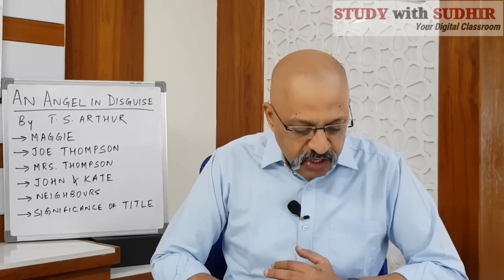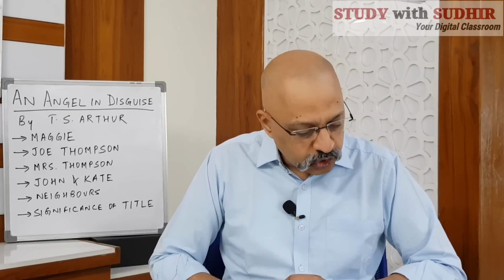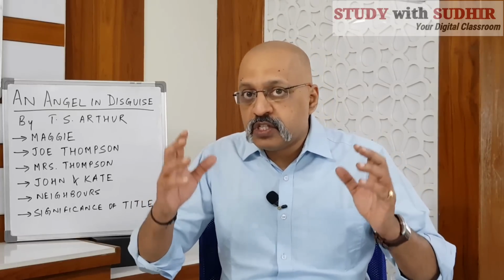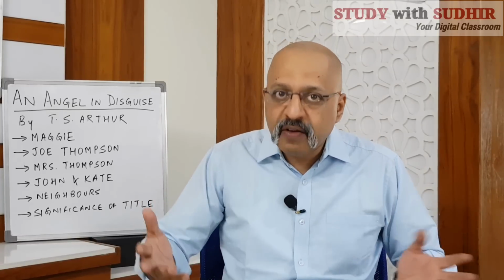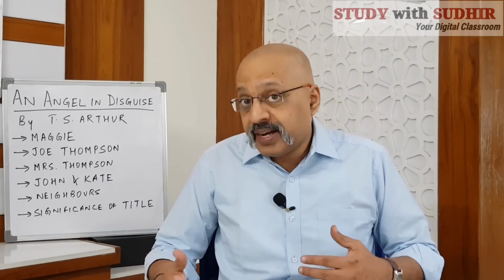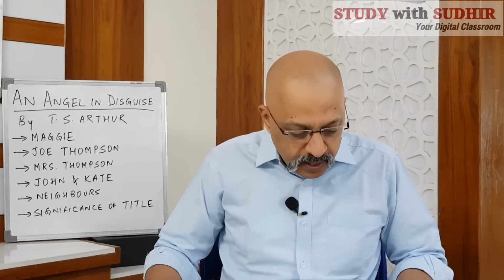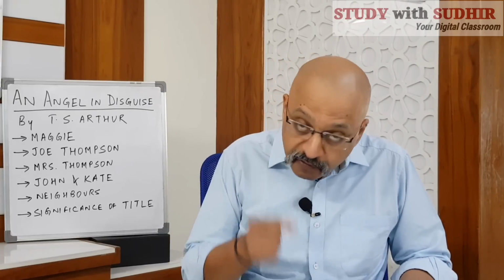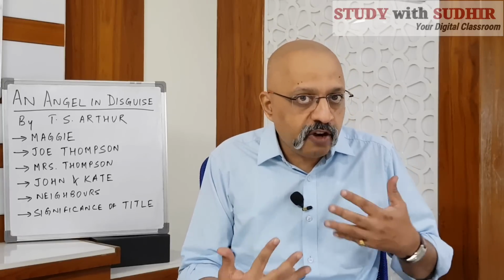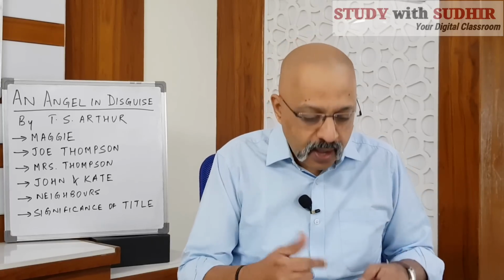"What have you there?" sharply questioned Mrs. Thompson. Joe felt the child start. So the sharp tone in which Mrs. Thompson asked Joe, what have you there, startles, surprises, kind of shocks Maggie. Joe felt the child start and shrink against him. So you see the kind of bond that is forming between Joe Thompson and Maggie.